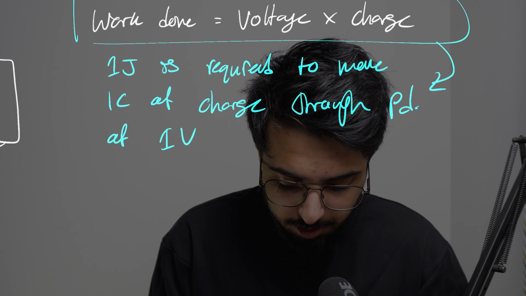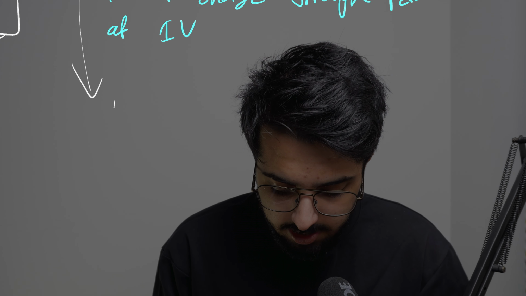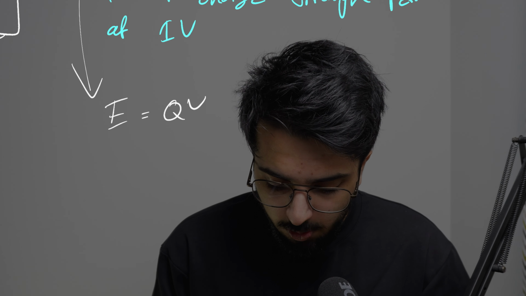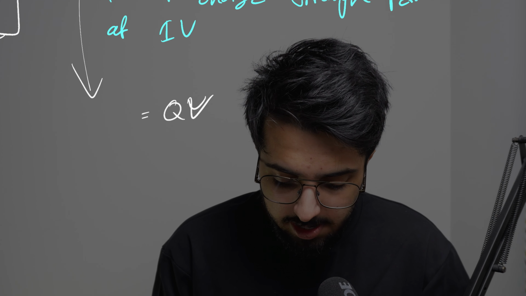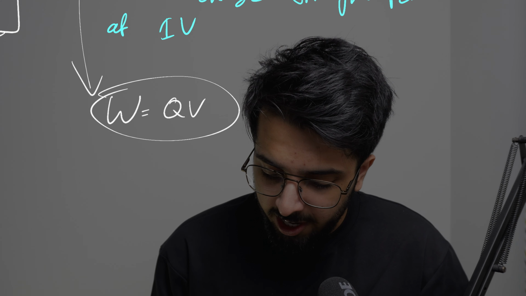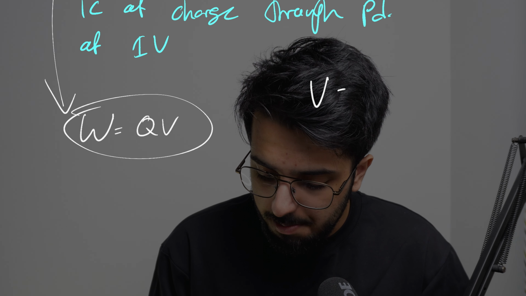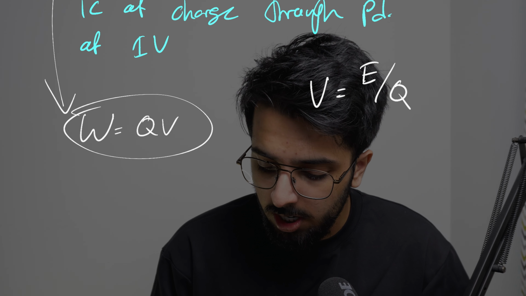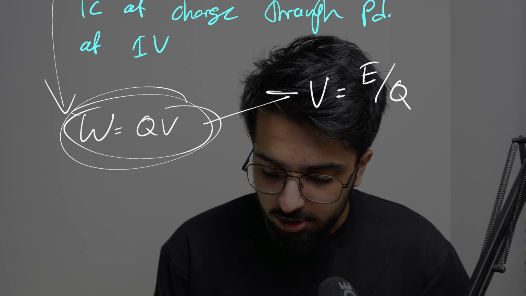And so as I said previously, this equation can be written as E is equal to QV, or in this case, we can replace our E with a W for work done, okay? And remember, this equation comes from the fact that voltage is the amount of energy per coulomb of charge, and so this is just a rearranged version of this equation.